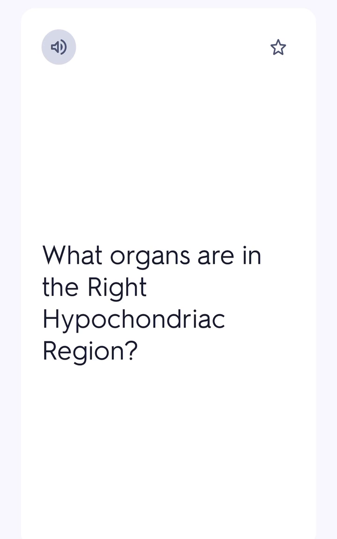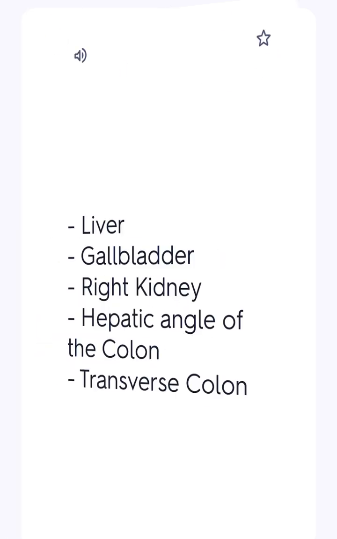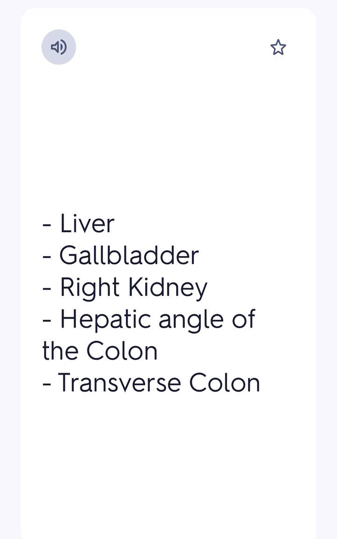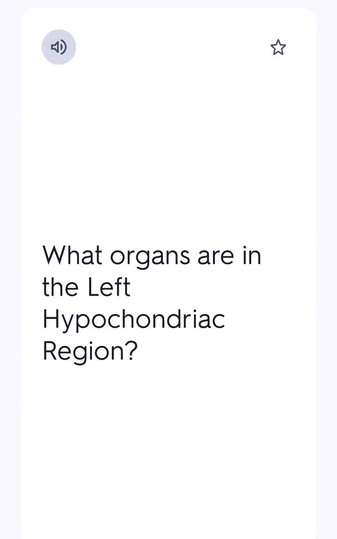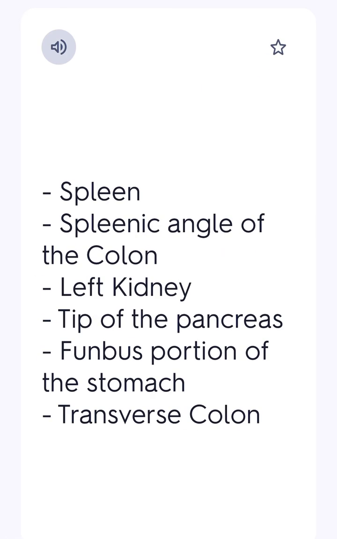What organs are in the right hypochondriac region? Liver, gallbladder, right kidney, hepatic angle of the colon, transverse colon. What organs are in the left hypochondriac region? Spleen, splenic angle of the colon, left kidney, tip of the pancreas, fundus portion of the stomach, transverse colon.